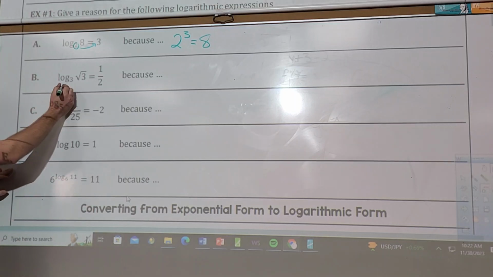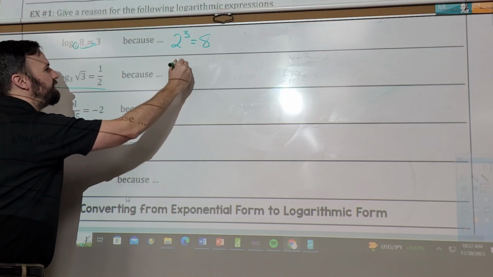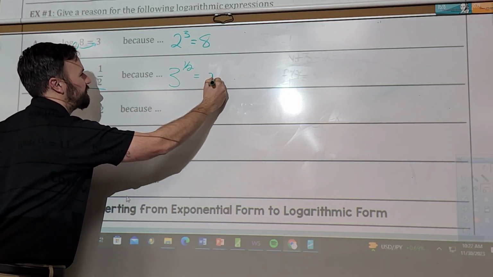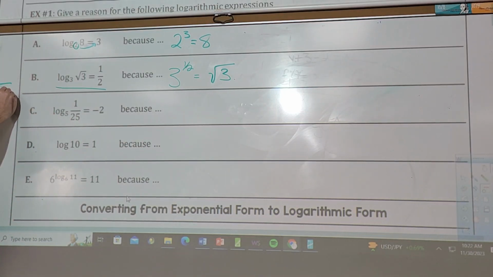All right. Why is this one true? Because 3 to the 1/2 equals square root 3. Remember, guys, square root of x equals x to the 1/2, right? Now that's going to be a big one. That's like the third root of x equals x to the 1/3. These are just fractional exponents. I'll be honest, I wish they would just always use fractional exponents. It says square root, but you could always use the 1/2 power.